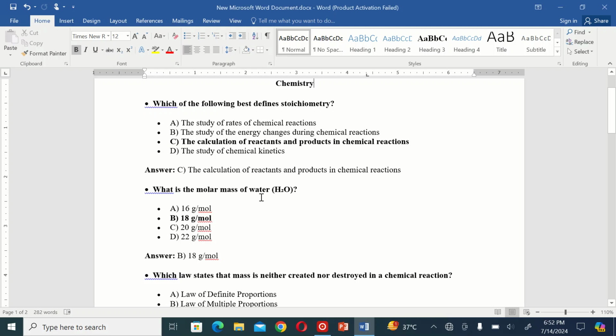What is the molar mass of water, H2O? 18 gram per mole. B is the correct option.